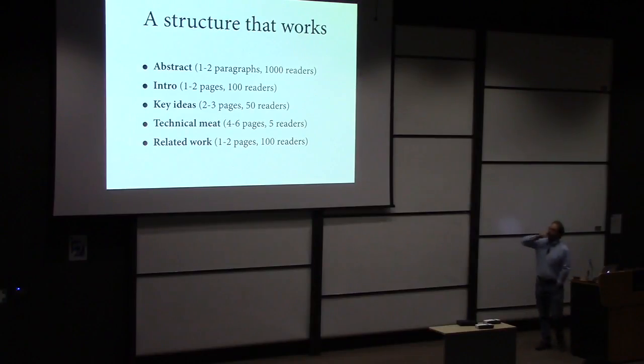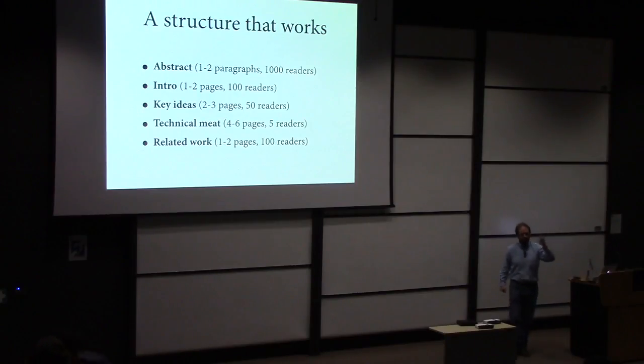So you can see the main point that this achieves is top-down. You start with the abstract, which is the smallest possible explanation of the contribution of the paper. Then you go to the intro, which goes into somewhat more detail. Then you go into the key ideas, which really gets into the contribution in a meaningful way. And then you have the technical meat, which has all the gory details, right? So it's really explaining the same thing at different levels of abstraction.